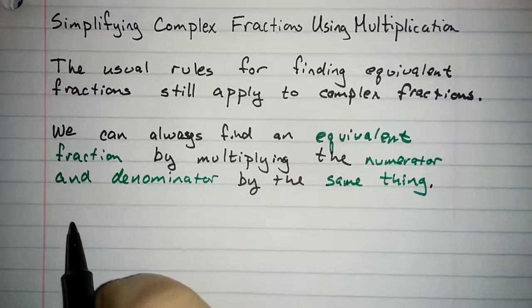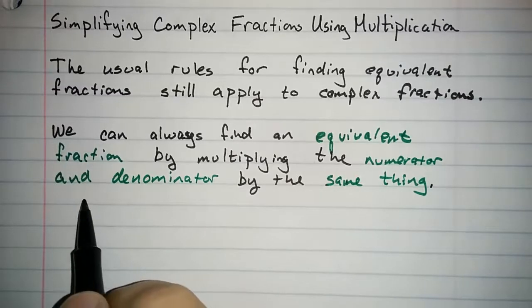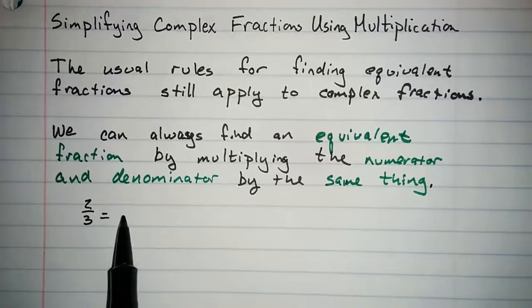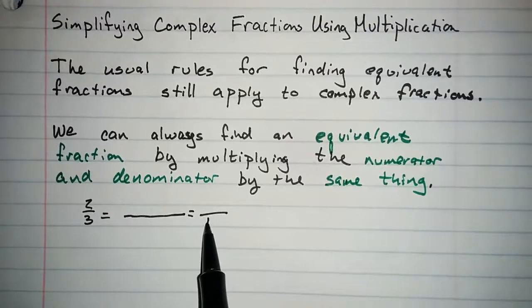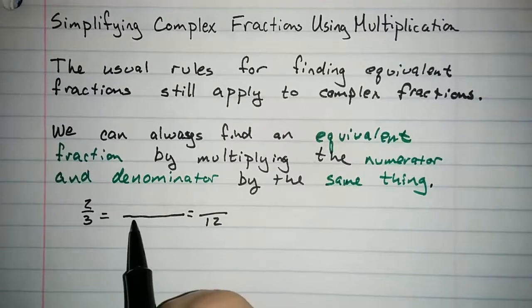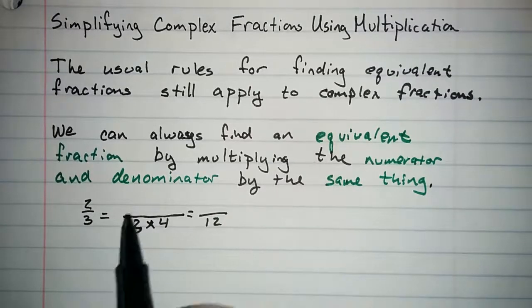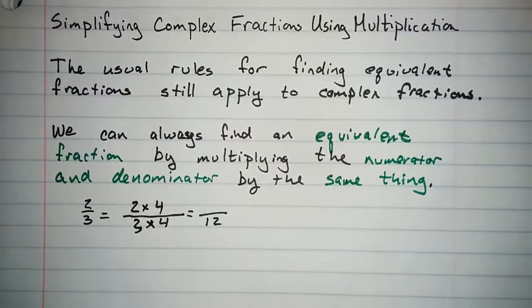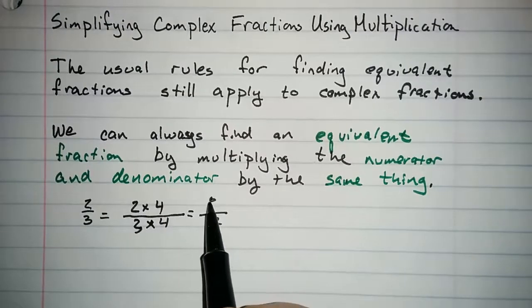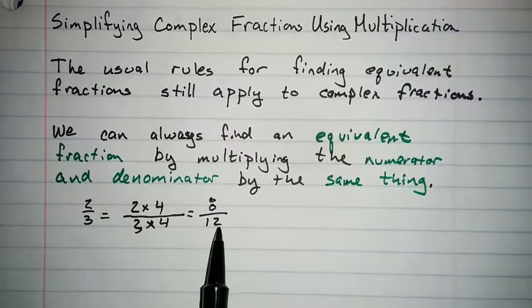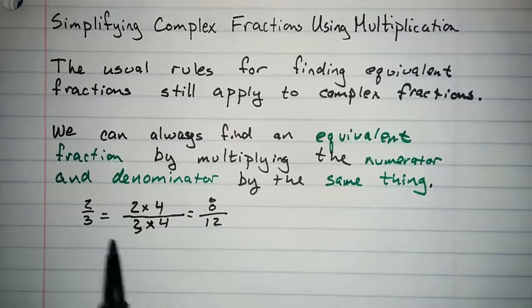Remember, before, for example, we decided to write 2/3 with a denominator of 12. We needed to multiply the denominator by 4, and so we should also multiply the numerator by 4. And so 2/3 was equal to 8/12. Right? This was a pair of equivalent fractions. How, you ask, does this help me in simplifying complex fractions?